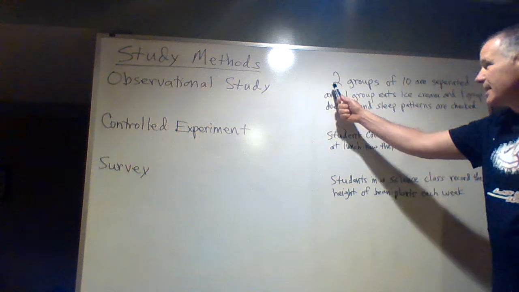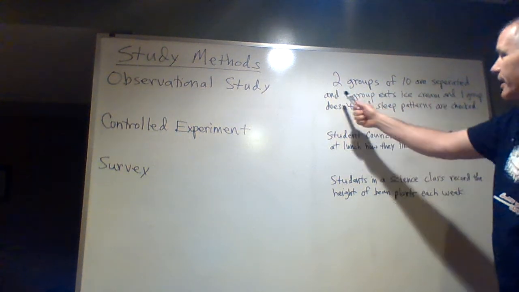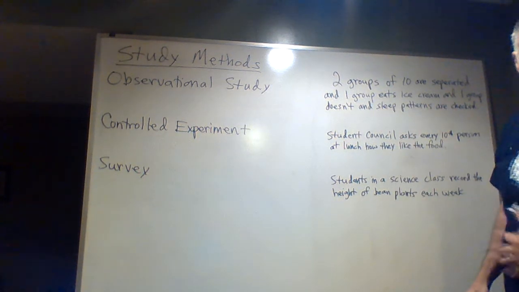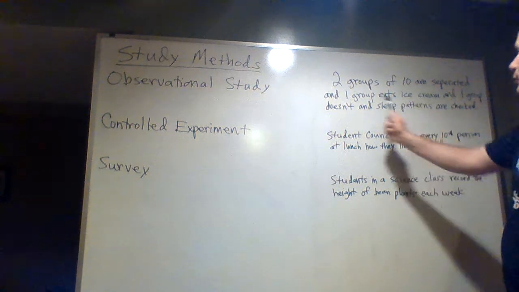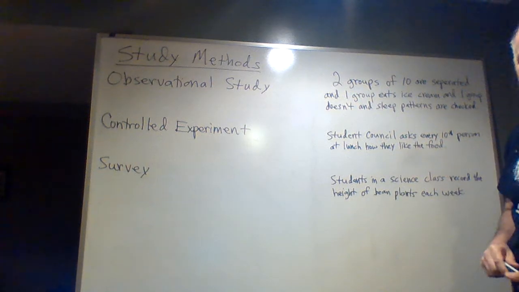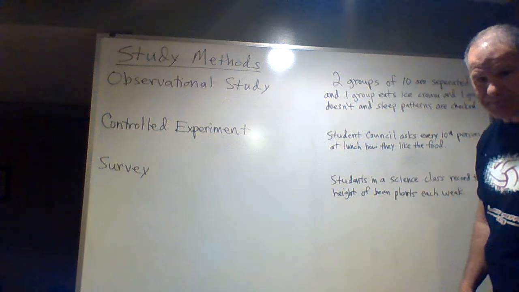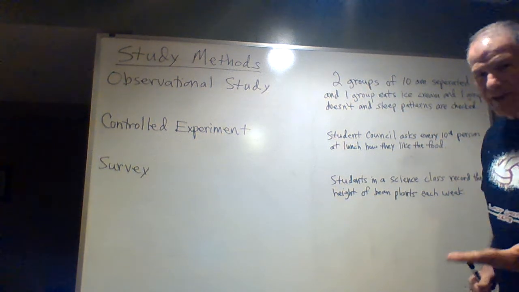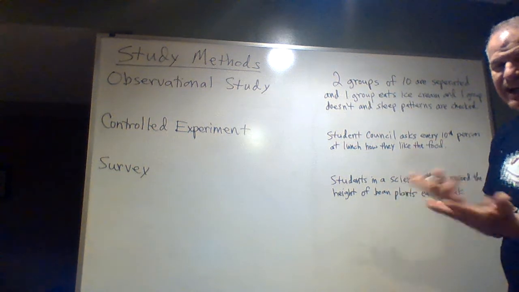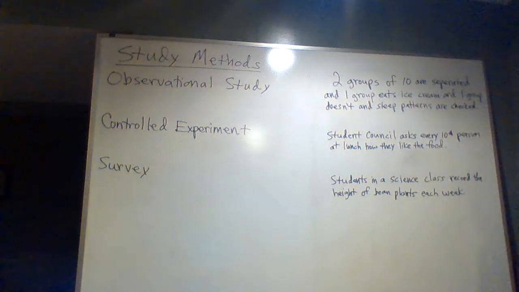So the first is you have two groups of 10 people that are separated. One group eats ice cream before bed. Ooh, that sounds good to me. The other group doesn't eat ice cream, and we try to test their sleeping patterns. We try to check how well they slept. So if right before you go to bed you eat ice cream, and the other group didn't eat ice cream, and we check on how well they slept, which one would that go with?